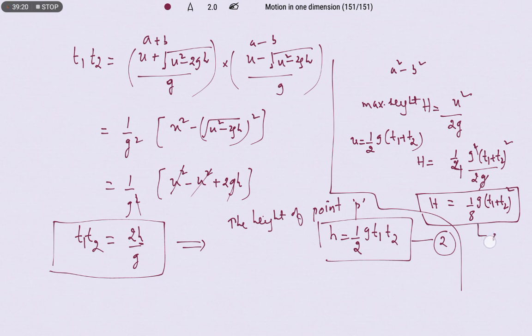Okay, and here we are also going to derive an expression. So what is the magnitude of velocity while crossing point P? So the magnitude of velocity while crossing the point P.